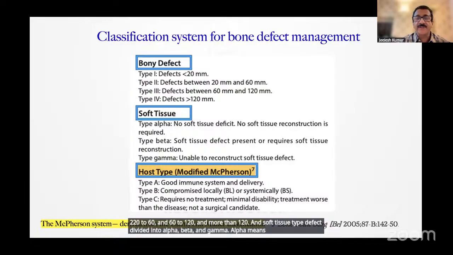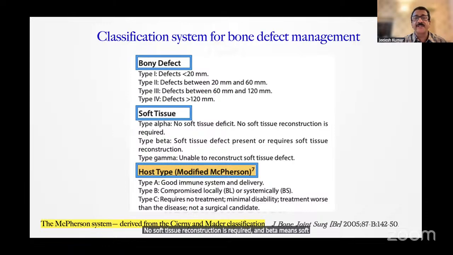Alpha means no soft tissue defects, no soft tissue reconstruction is required, and beta means soft tissue defect present or soft tissue reconstruction required. And gamma means unable to reconstruct the soft tissue defect. And host type again is divided into A, B, C, as all of you know, it's a modified McPherson.